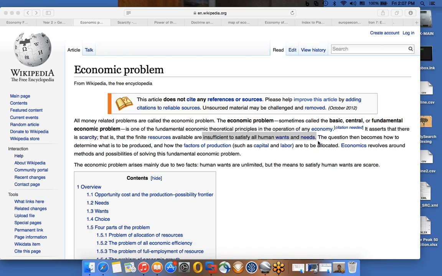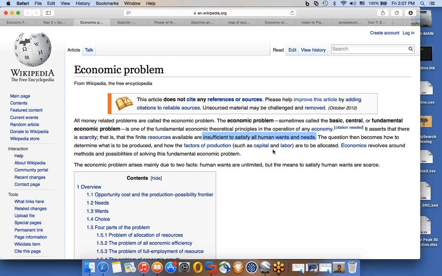So the economic problem says the question then becomes how to determine what is to be produced and how the factors of production are to be allocated. Economics revolves around methods and possibilities for solving this fundamental economic problem. So the economic problem is about how to decide what to produce, and what to do about it.